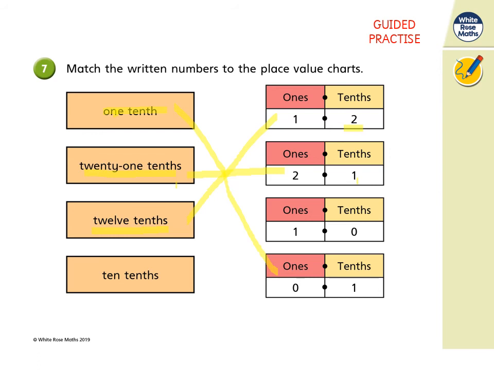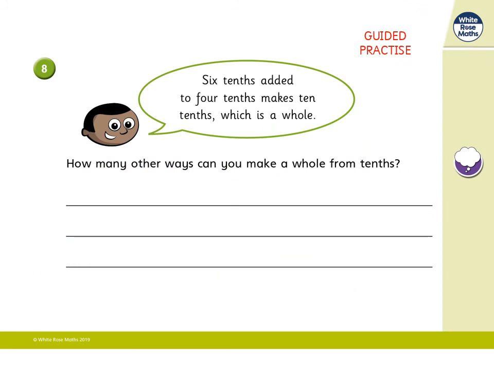And then we can see at 10/10, we know that 10/10, 10 lots of 0.1 equals 1 whole. So I have 1 whole and no tenths. So this is our last slide, and we're going to speak through it again. So we've got our little character here, and we'll call him Alex. So our question is 6 tenths added to 4 tenths makes 10 tenths, which is a whole. Saying how many other ways can you make a whole from tenths?